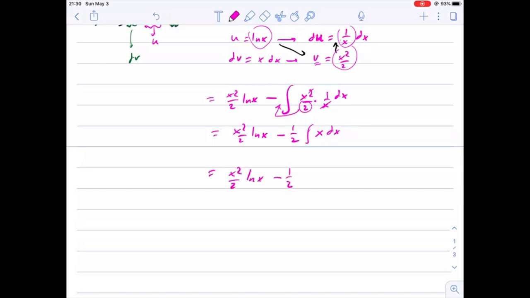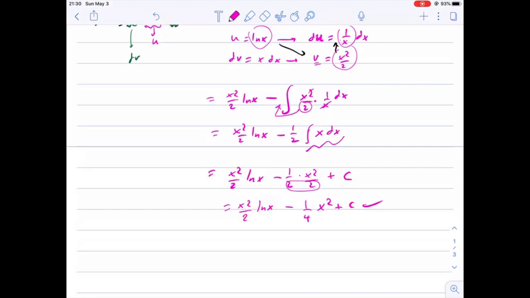What is the integral of x? The integral of x is x squared over 2 plus c, and then we simplify more. x squared over 2 natural log x minus, 2 times 2 is 4 in the denominator, x squared plus c, and that's it.